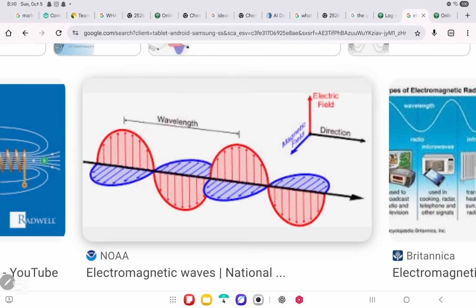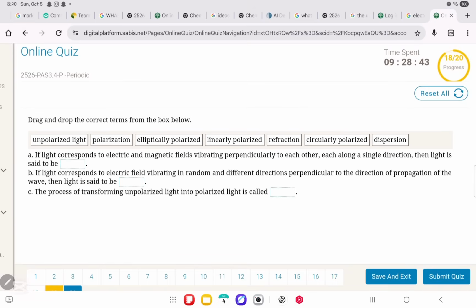As you can see, the electric field is moving up like this, and the magnetic field is moving perpendicular to it, and they're all moving in one single direction. So this is the light wave, and it's moving along a single direction. Our keyword here is a single direction. If it's moving along a single direction, then we can say that the light is linearly polarized, because the light will be moving in a single line. That's why linearly, and polarized because of a single direction.